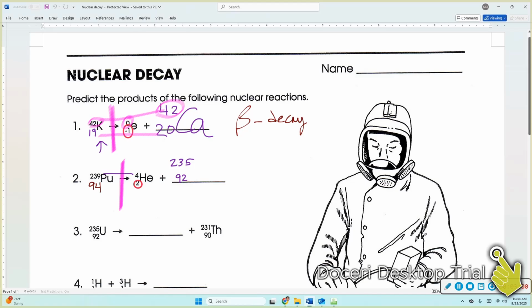But which number helps you find the element? This 92 here, that's the atomic number. At the bottom is the atomic number, the top is the mass number. Atomic number 92 is uranium, so it's U like that. So that's how you balance an equation. So practice. What kind of decay do we have here? Keep identifying these things. Helium 2 plus is an alpha particle, so this is an alpha decay.